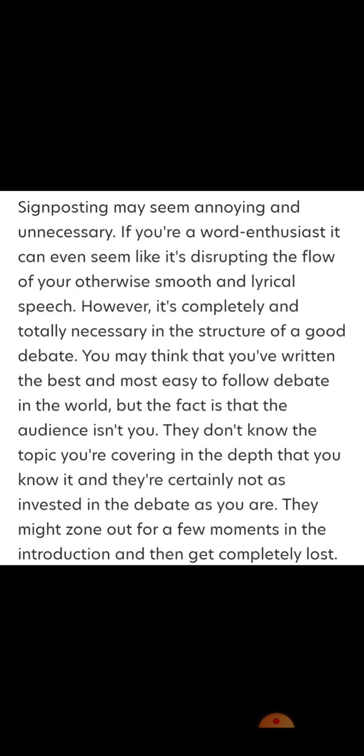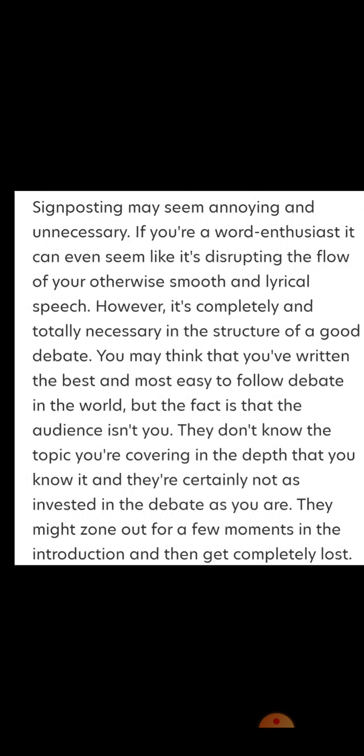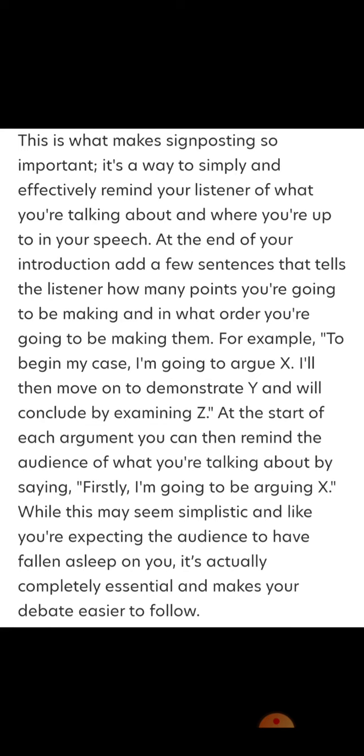You must tell them that today I'll speak these 4 points. Then they will be sure that those 4 points will be discussed. So you have to give them an indication also. That's why, children, signposting is so important. It's a way to simply and effectively remind your listener of what you are talking about and where you are up to in your speech.